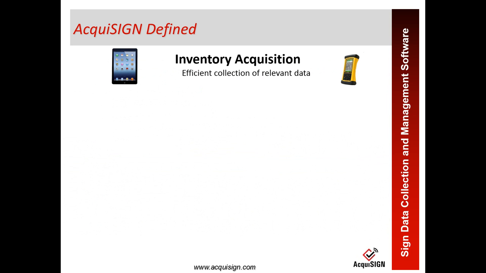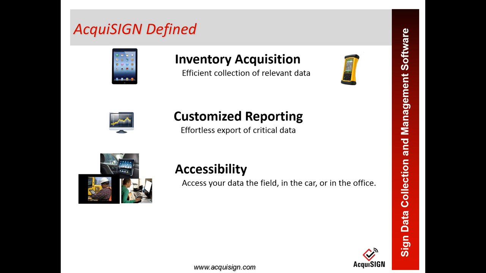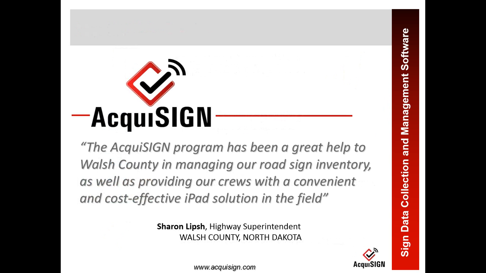How do you define AcquiSIGN? Inventory acquisition, efficient collection of relevant data. Customized reporting, effortless export of critical data. Accessibility, from the field, in your car, in the office. And finally, data integration, customized solutions available to meet your needs.